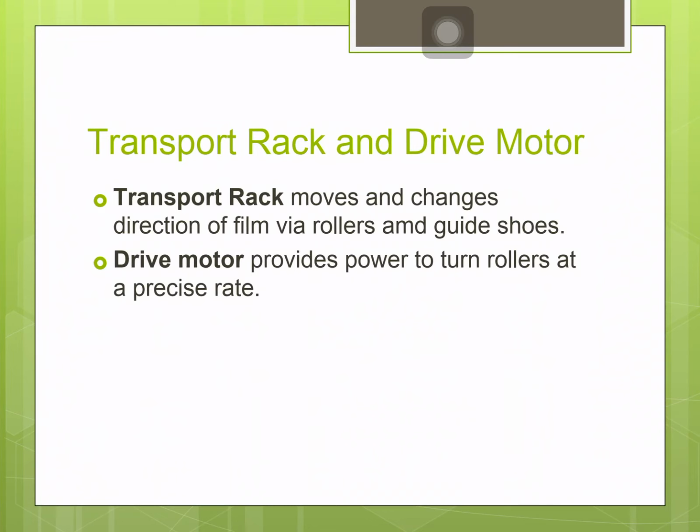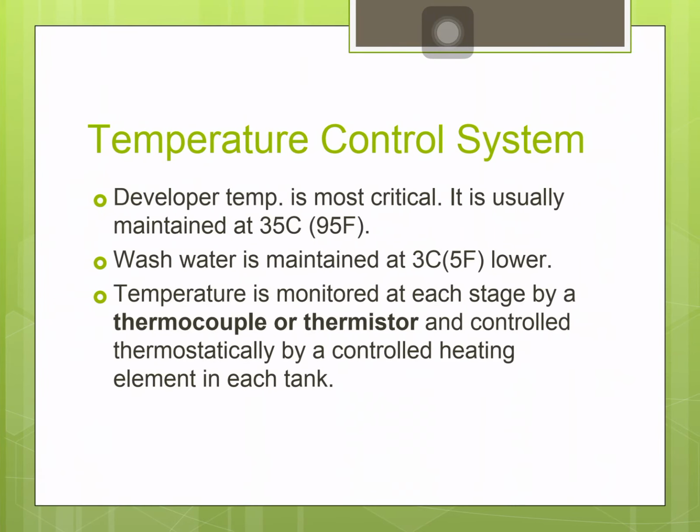Next, we have a transport rack that moves and changes the direction of film via rollers and guide shoes. And then we have a drive motor that will provide power to turn the rollers at a precise rate. Okay, so inside our automatic processor, we have a thermocouple or thermistor to monitor the temperature of our chemical. So this is controlled thermostatically by a controlled heating element in each tank.